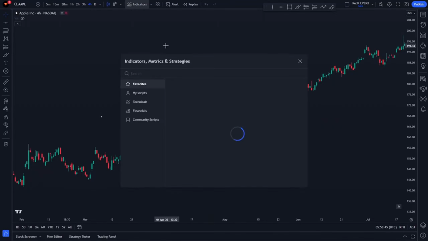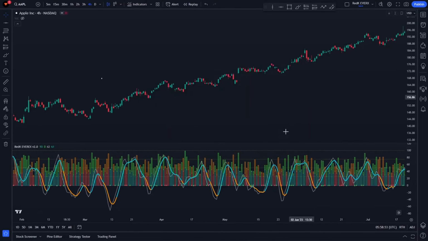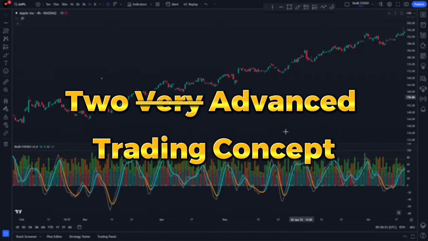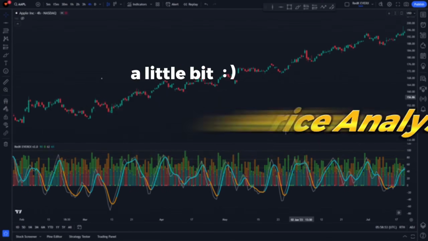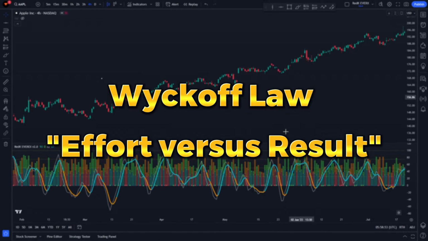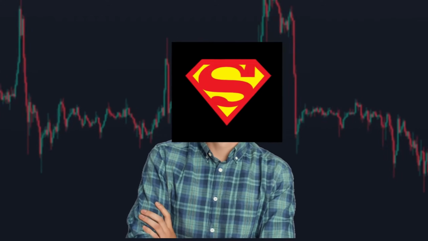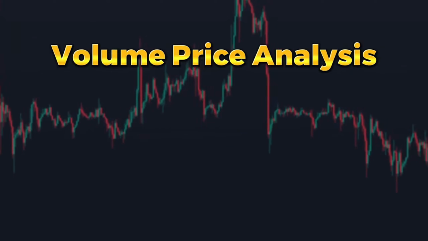Open the Indicator tab. Search for Red K Everex, Effort versus Results Explorer, made by Red K Trader. This indicator combines two very advanced trading concepts, volume price analysis and Wyckoff law, effort versus result. I know it sounds a little complicated. Let me explain.